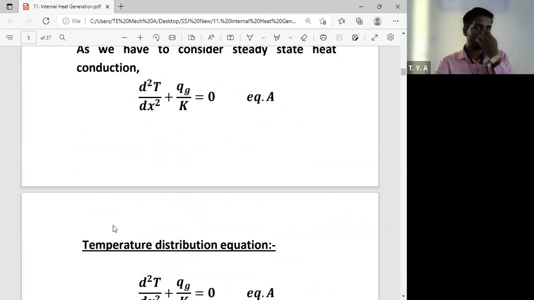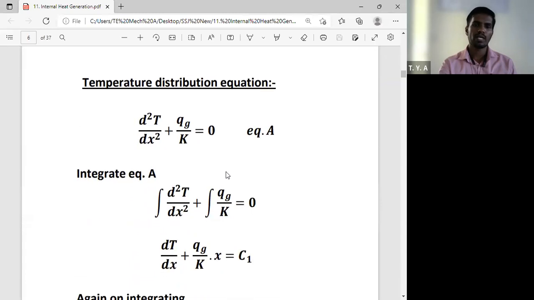ओके, सो राइट डाउन टेम्परेचर डिस्ट्रीब्यूशन इक्वेशन. इक्वेशन ए फक्त द्या याला, d square t upon dx square plus qg by k is equal to 0, that is equation A. Now we have to derive the equation for the temperature distribution when there is an internal heat generation. Okay, so write down same equation. We have to write down d square t upon dx square plus qg by k is equal to 0. So this is equation A.